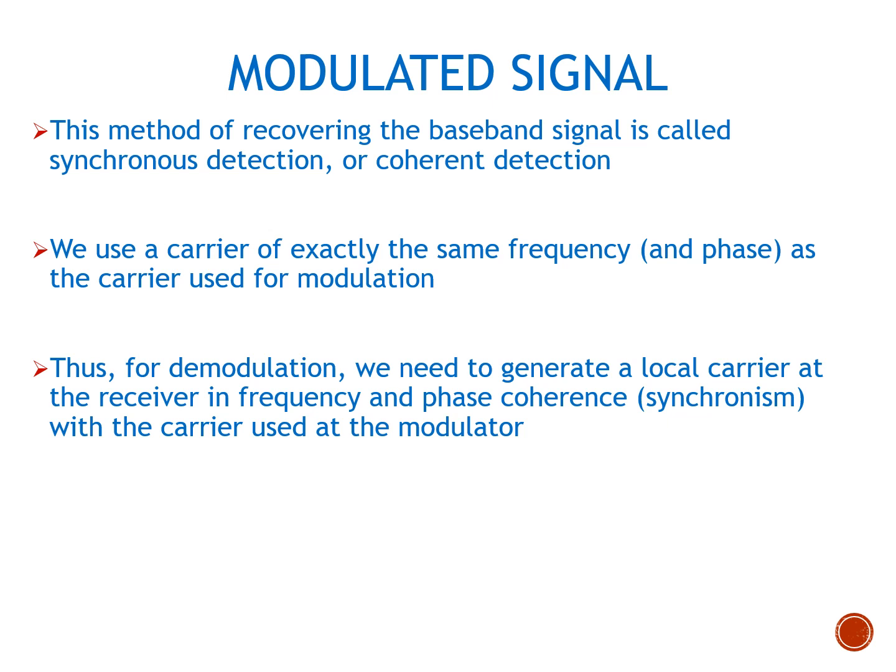This method of recovering is called synchronous detection. We use a carrier of exactly the same frequency and phase as the carrier used for modulation. So for demodulation, we need to have a local carrier at the receiver in frequency and phase coherence with the carrier used at the modulator side. You can see from here it's a bit complex to get exactly the same local oscillator at the receiver. It should have the same parameters as the local oscillator at the transmitter, the modulator.